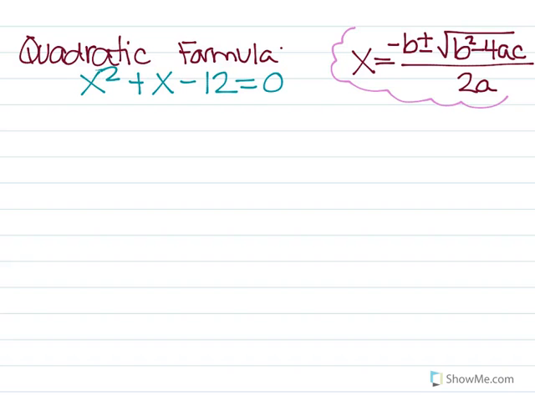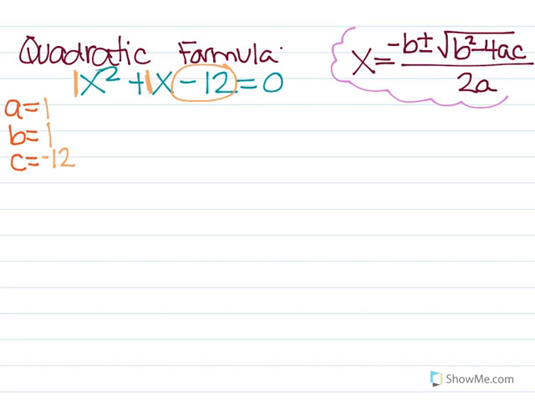Okay. So from here, I have to figure out what is a, what is b, and what is c. So a is always the number that's in front of x squared. So a is 1. b is always the number that is in front of x, so b is also 1. And then c is the number at the very end with no variable attached, so c is negative 12.